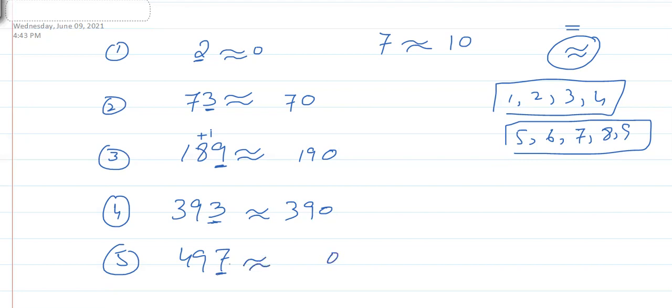Write this 0. Now, you have to add 1 in the next because it is 7, so add 1. When you add 1, 9 plus 1 will become 10. We don't write 10. We will just write 0 and 1 will carry. So now 4 plus 1 will become 5. So 500.